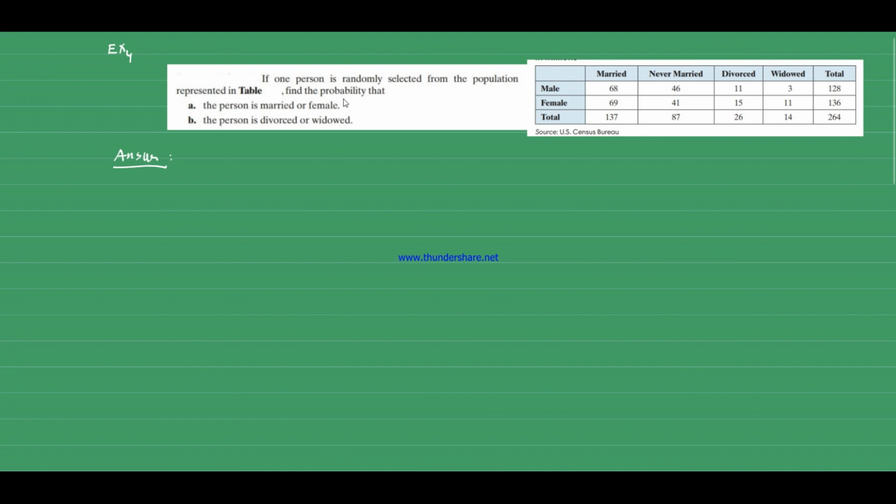If one person is randomly selected from the population represented in the table, find the probability the person is male or female. So male and female, you see that they could be male and female at the same time. So I can easily do the probability of male or female, because female could be male, male could be female, so they have something in common. So the probability of the male first, we have 137 over 264.